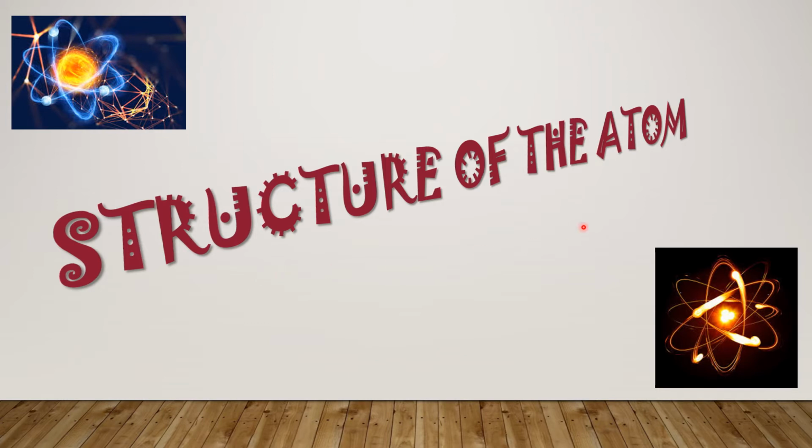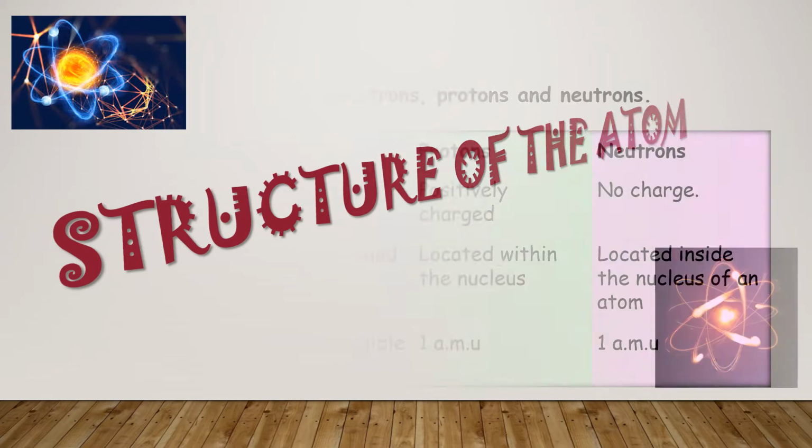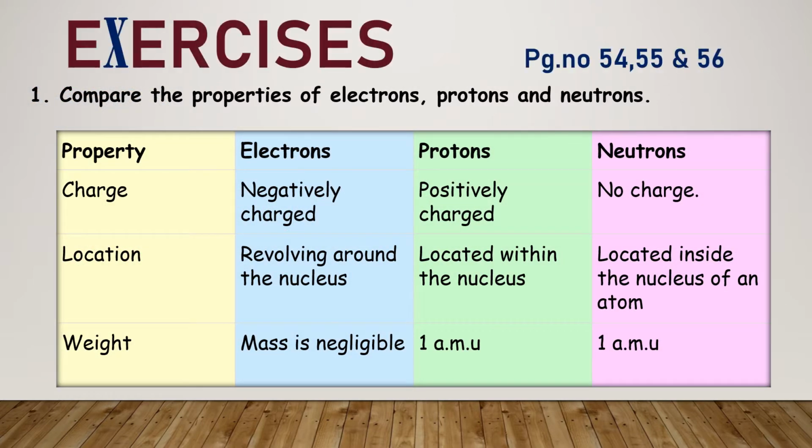Chapter 4, Structure of the Atom. Today we will discuss the exercise part in your textbook, exercises on page numbers 54, 55 and 56. All the exercises you can write in your notebook. Some answers you can write in your textbook, and other things you have to write in your notebook. In your notebook, write exercise and the page number also, and write the first question.